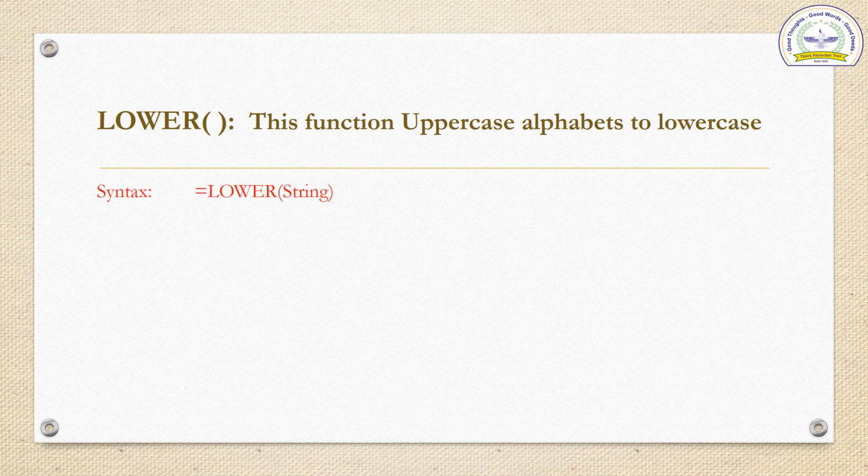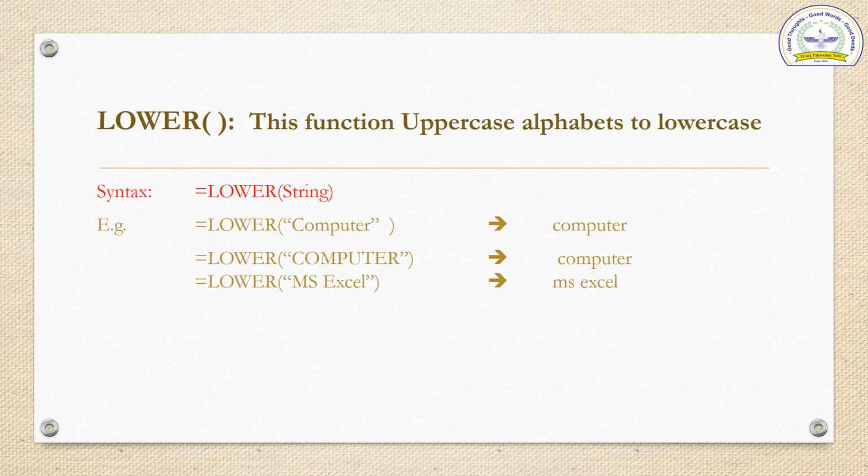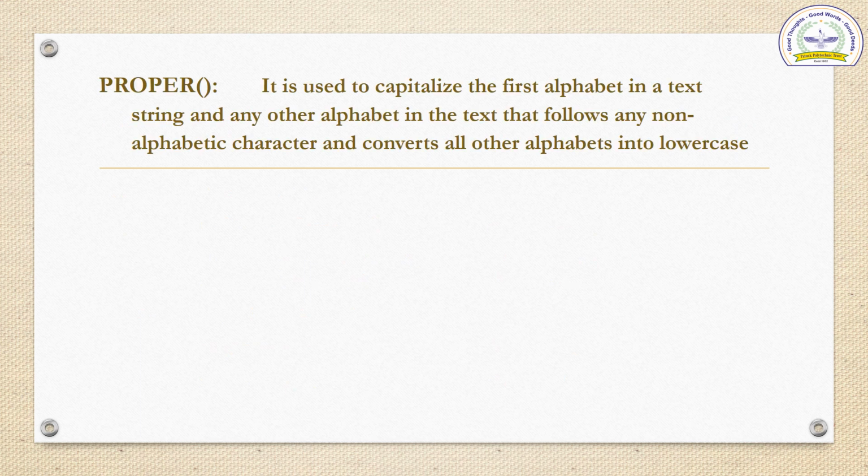The LOWER function works exactly the reverse way, converting uppercase letters to lowercase. The next function is the PROPER function. It capitalizes the first letter of every word or the letter which follows a non-alphabetic character like a number or a special character, and the rest of the letters are changed to lowercase. It takes only one argument like the UPPER and LOWER functions.